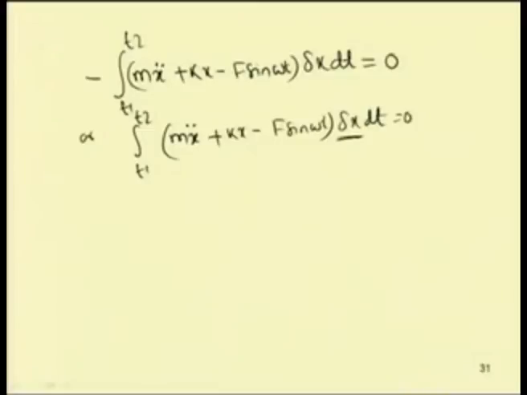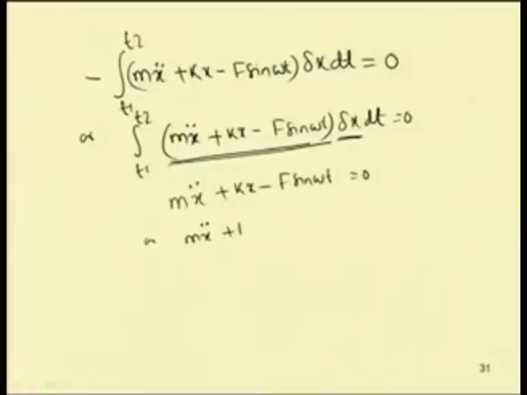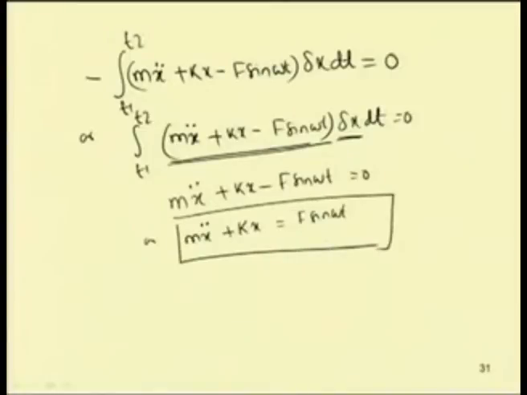As this is the virtual displacement, it can take any arbitrary value. So, this will be 0 only if the coefficient of this will be equal to 0. So, the equation of motion one can obtain from this: mx double dot plus kx minus f sin omega t equal to 0, or mx double dot plus kx equal to f sin omega t. So, this way one can derive this equation of motion using extended Hamilton principle.